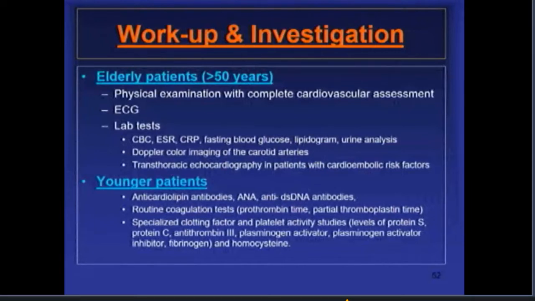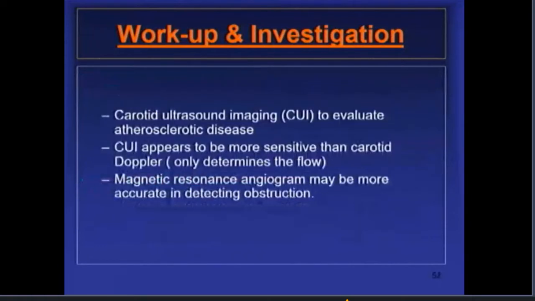In younger patients, we have to consider anti-cardiolipin antibodies, ANA and double-strand DNA antibodies, and we have to have routine coagulation tests like prothrombin and partial thromboplastin time. Sometimes we need specialized factors and platelet activity studies like levels of protein S and protein C, antithrombin III, and other related coagulation factors.